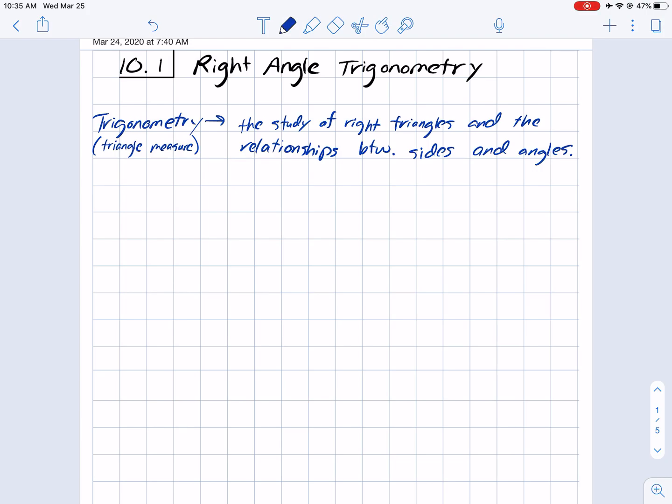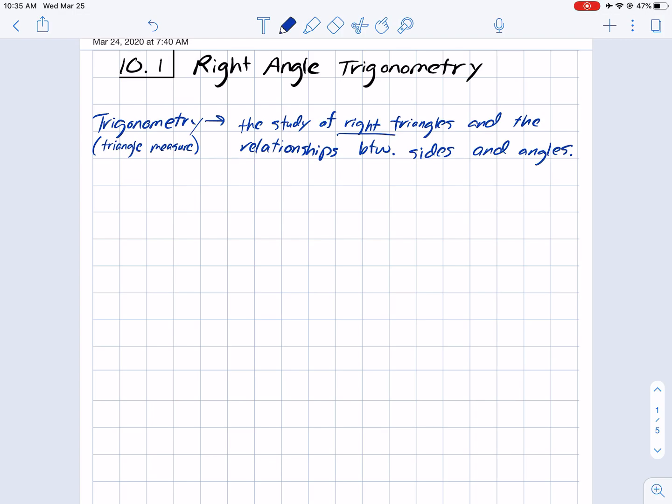And you've actually used a little bit of trig before back in geometry where you used your sine, cosine, tangent trig ratios, and that's really what we're going to start with today, but with an emphasis on right triangles. These triangles need to be right triangles in order for us to use these trig ratios.